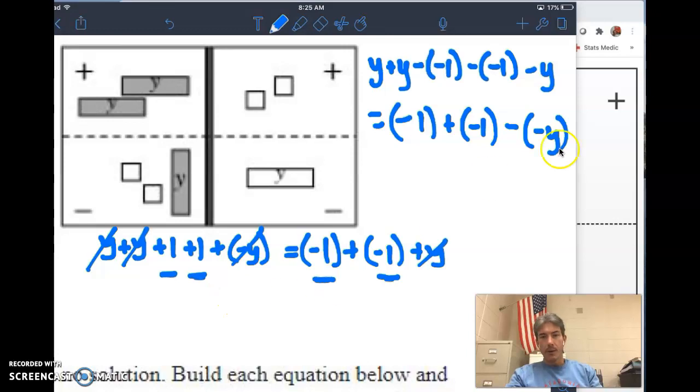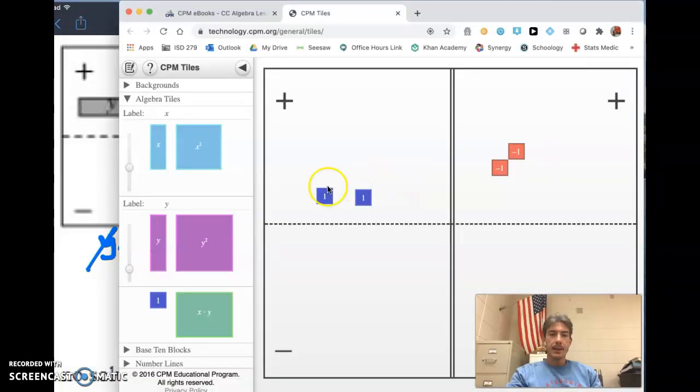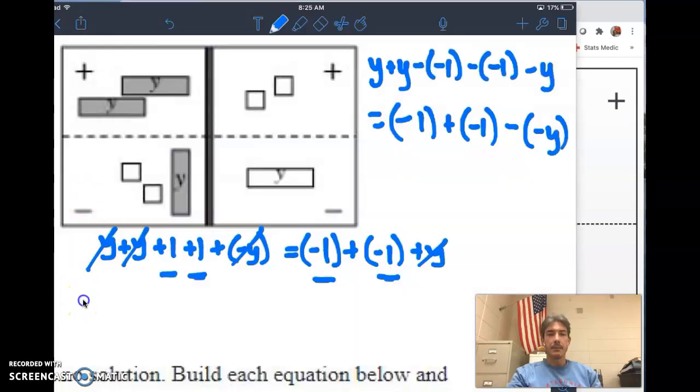Let's identify what they are. Okay, I've got a pair of unit tiles here. They're both positive. We'll call that 2. I've got a pair of unit tiles here. They're both negative. We'll call that -2. Now start thinking about this as I combine my like terms here. I'll put these together. 2 equals -2. And again, you can put that in parentheses.